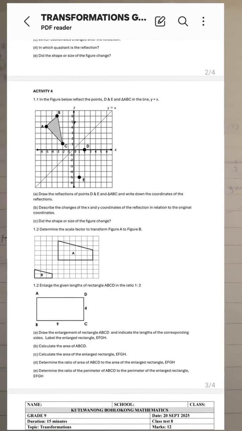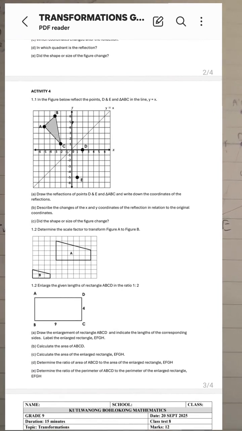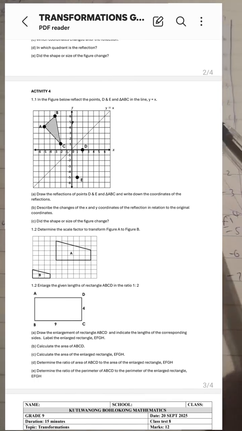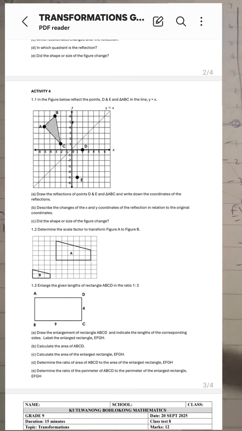All right, let's look at question 4, activity 4 actually. So now we are looking at, it says in the figure below, reflect the points D and E and triangle ABC in the line y is equal to x.